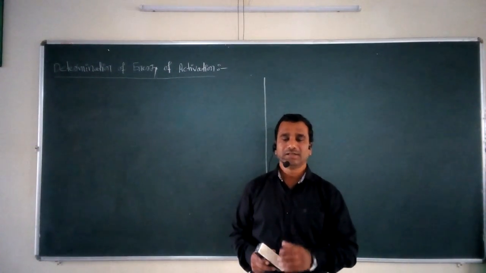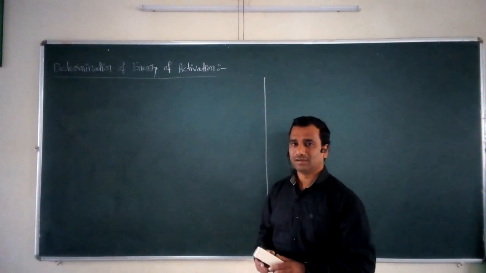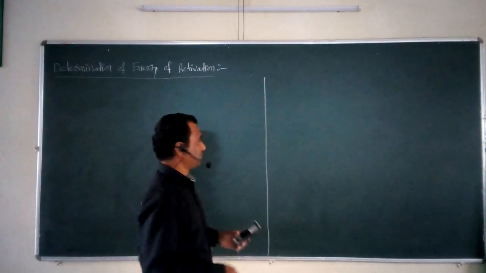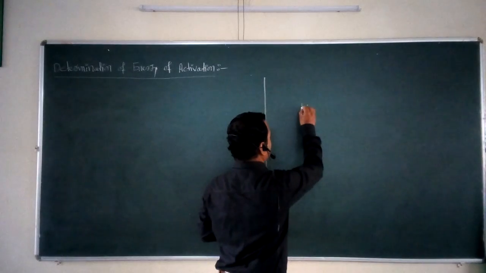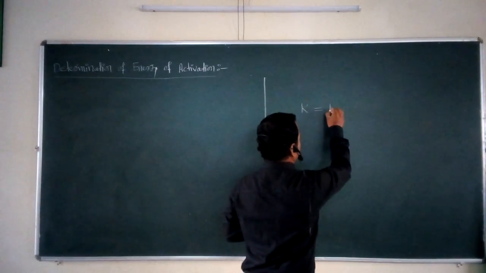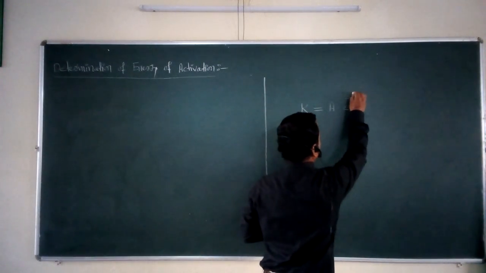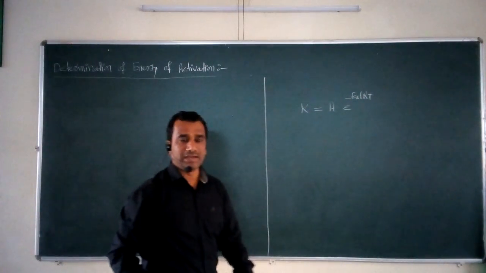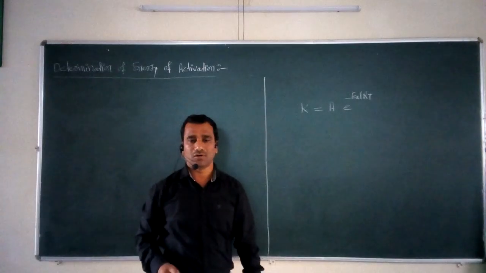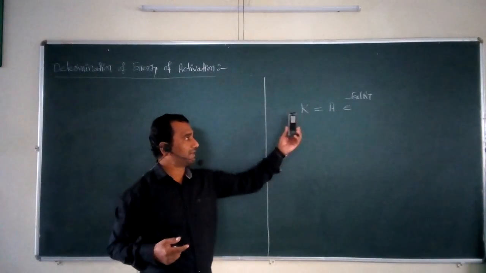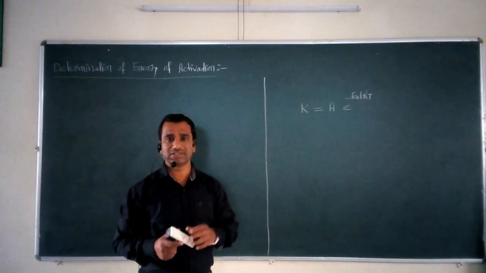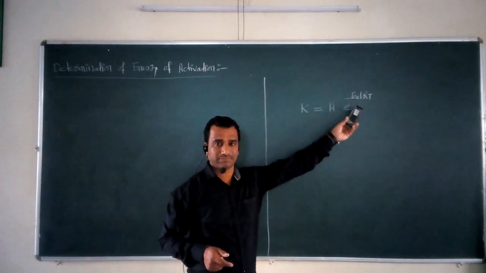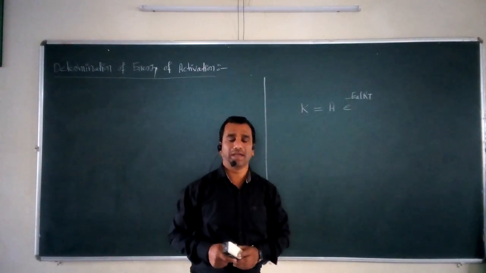In the last lecture we stopped at one final equation. That equation is k = A e^(-Ea/RT). That is the integrated form of the Arrhenius equation. Now in this equation one important term is there. That term is Ea. This Ea stands for energy of activation.